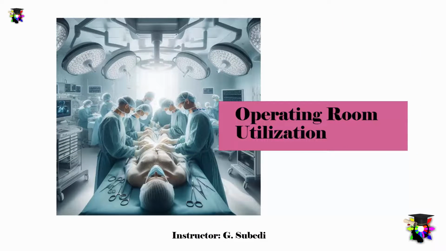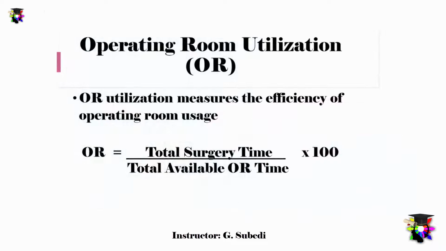Another important KPI is operating room utilization. OR utilization measures the efficiency of operating room usage. We calculate it by dividing the total time surgeries are performed by the total available OR time. OR utilization thus measures the efficiency of operating room usage.